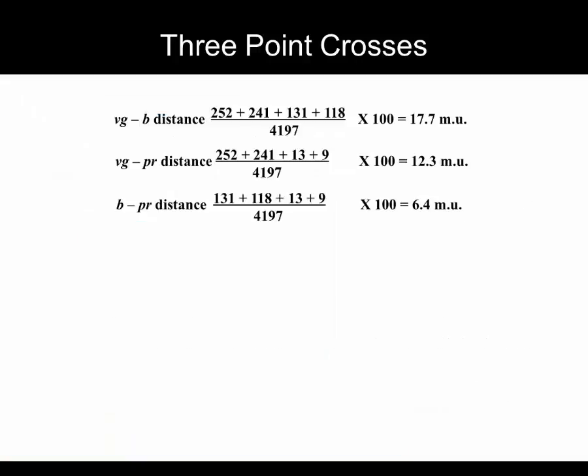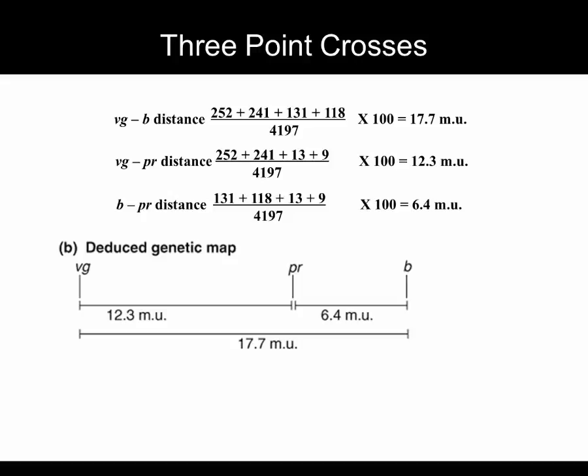With the distances of all 3 pairs known, we can deduce a genetic map. VG and B are the farthest apart, and PR must be in between for the numbers to work out.